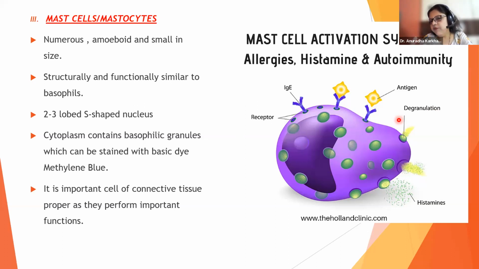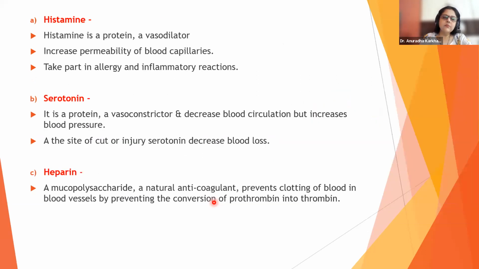So what are these important functions? Again, as you can see, this is antigen, this is antibody. So antigen antibody coagulation is brought about over here. So destruction of the antigen can be brought about by these mast cells. In the Human Health and Diseases chapter, you will come to know about the function of mast cells in detail, of course.